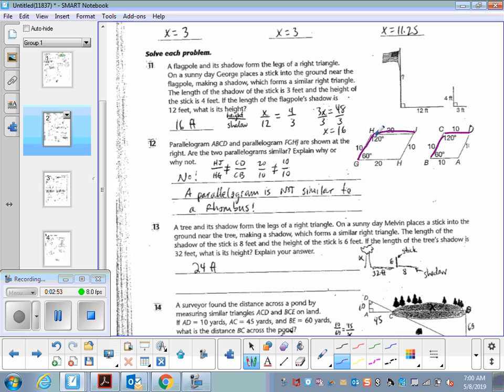Now the degrees do hold true, and that 120 is the same as 120, but because the lengths are not proportional, they are not similar.